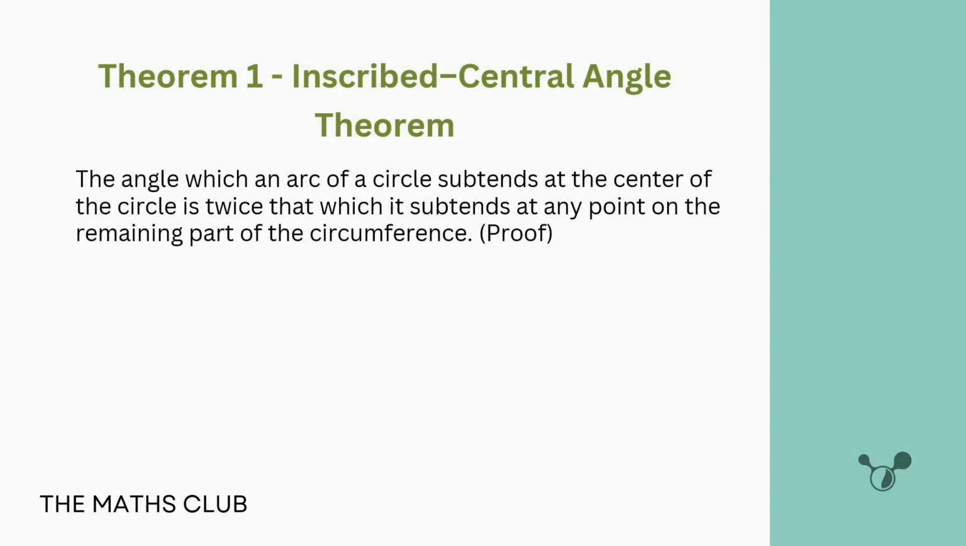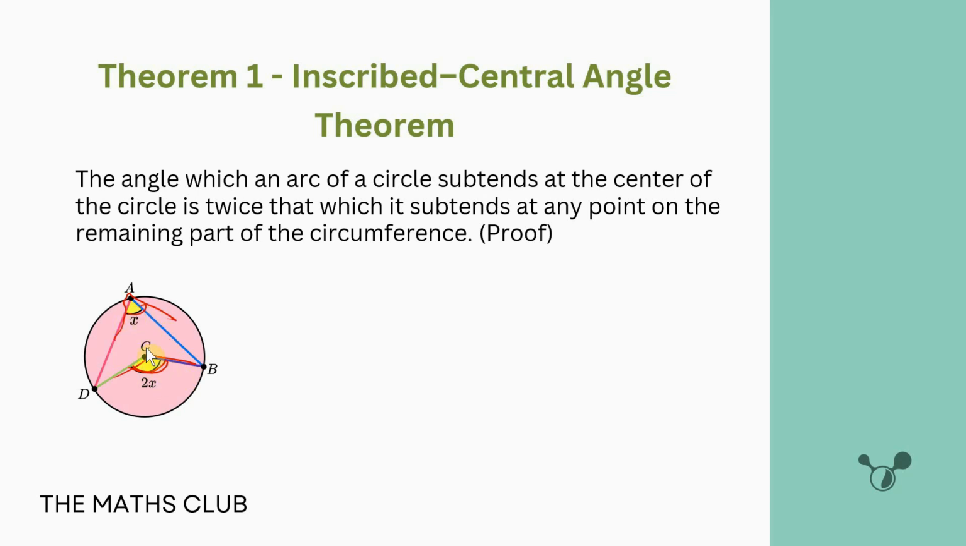So the theorem says that the angle which an arc of a circle subtends at the center of the circle is twice that which it subtends at any point on the remaining part of the circle. So let's see an example. Look at this here. First, you notice this V, this V, and you also notice this V. Of course, there's an angle between the lines here, and there's an angle between the lines here. They're saying that because this is at the center, this angle here will be twice this angle here.